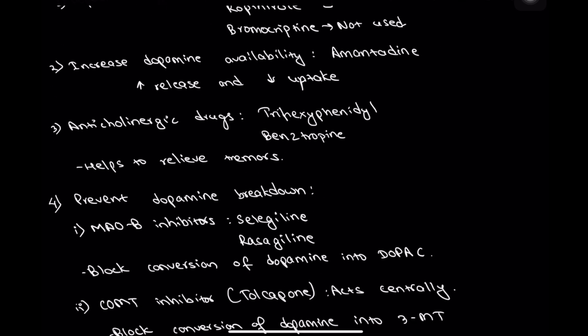Anticholinergic drugs are also used. They are trihexyphenidyl and benztropine. They help to relieve tremors. Like that, we can also give beta blockers, that is propranolol. It also helps to relieve the tremors.